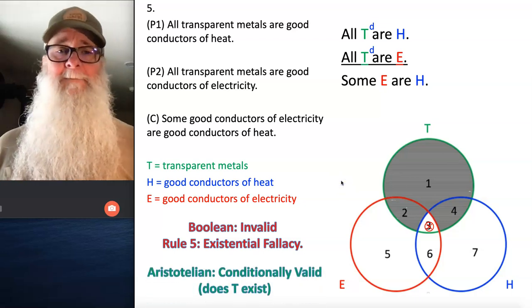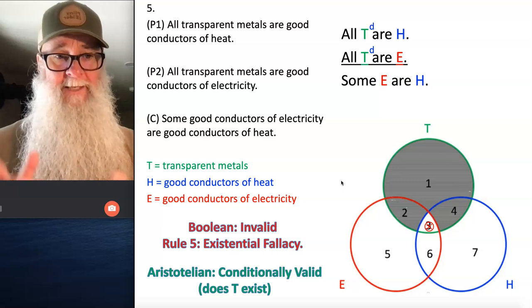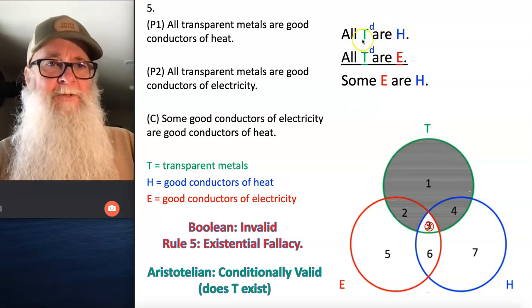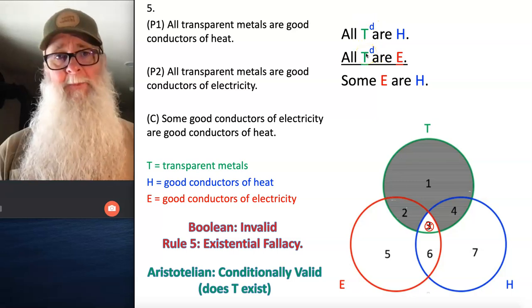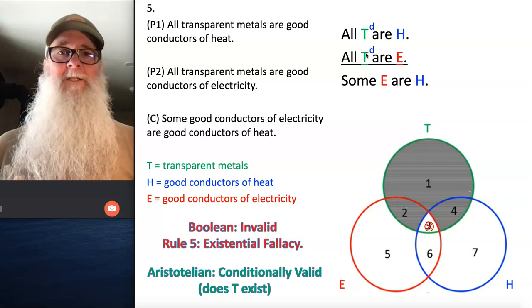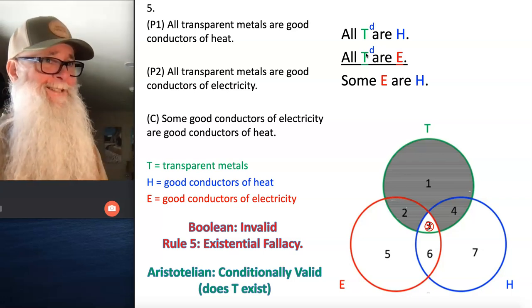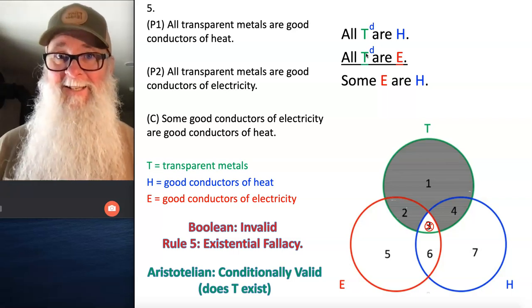And the question is, does T exist? Because that's our superfluously distributed term, right? We can see that T is the middle term. It's distributed in both premises, even though it only needs to be distributed once to comply with rule number 1. So the question is, do transparent metals exist? And the answer has actually changed over the years. The answer is yes, they do.